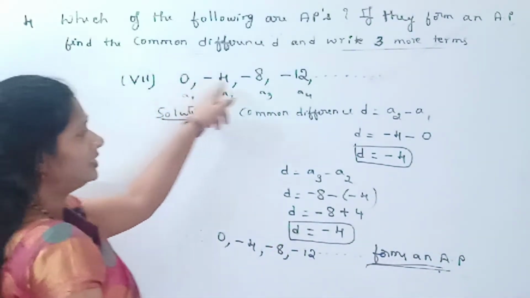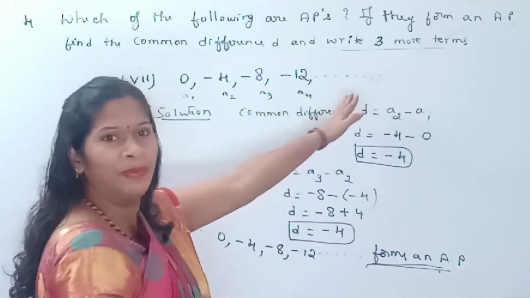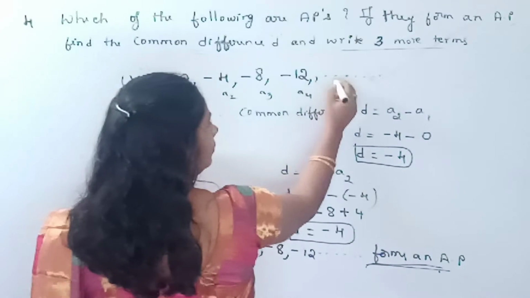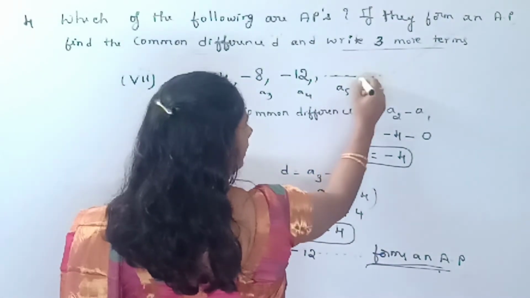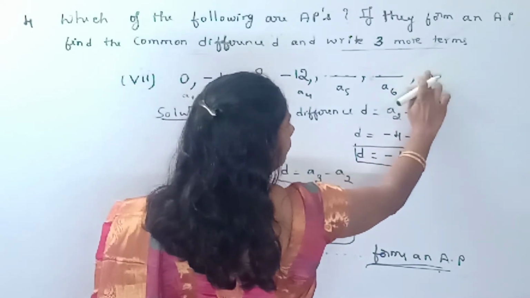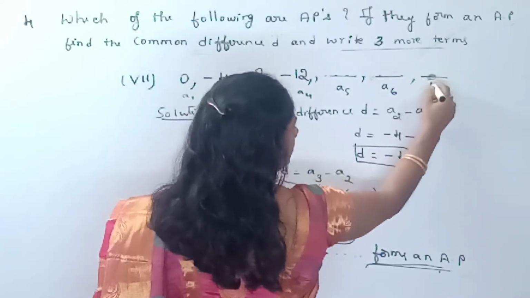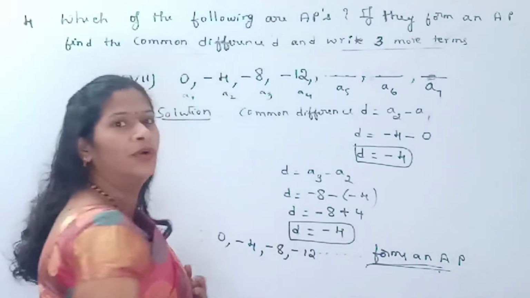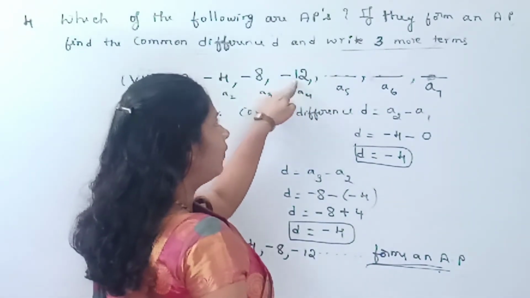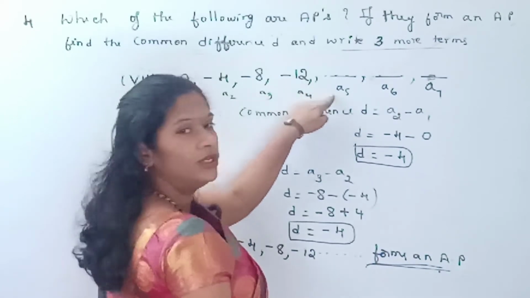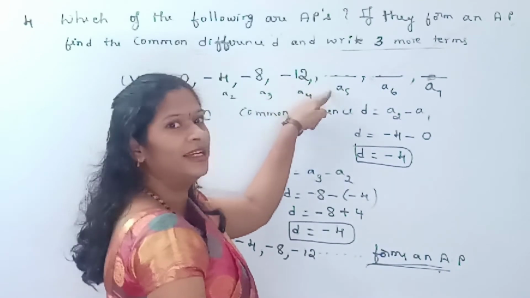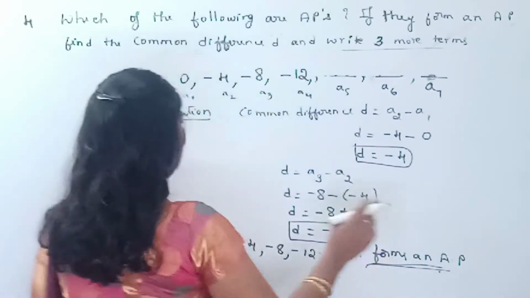Now if this list of numbers forms an AP, you have to find its 3 more terms. So next you have to find out 5th term A5, next 6th term A6 and one more term, that is 7th term A7 you have to find out. Now how will you find the next term, children? So A4 value is -12. So how will you find out 5th term? Add the common difference to 4th term. You will be getting 5th term, isn't it? So add the common difference.